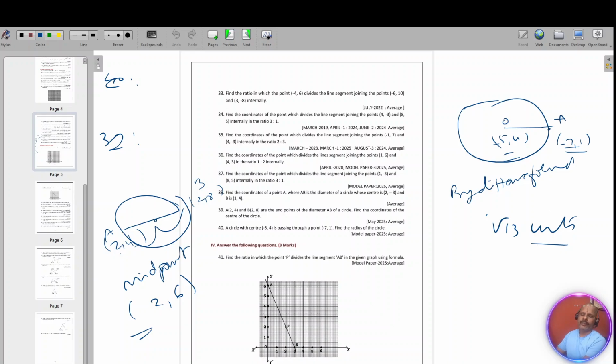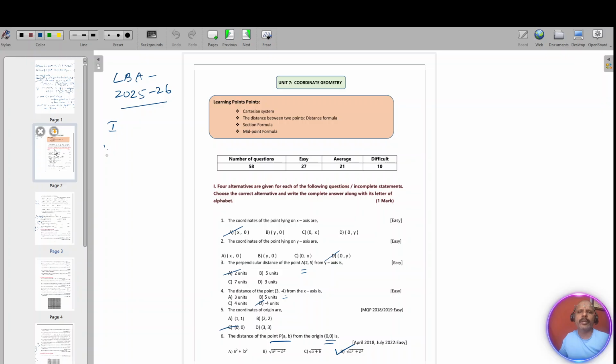Hello students, in this class we will see the coordinate geometry chapter lesson based assessment.